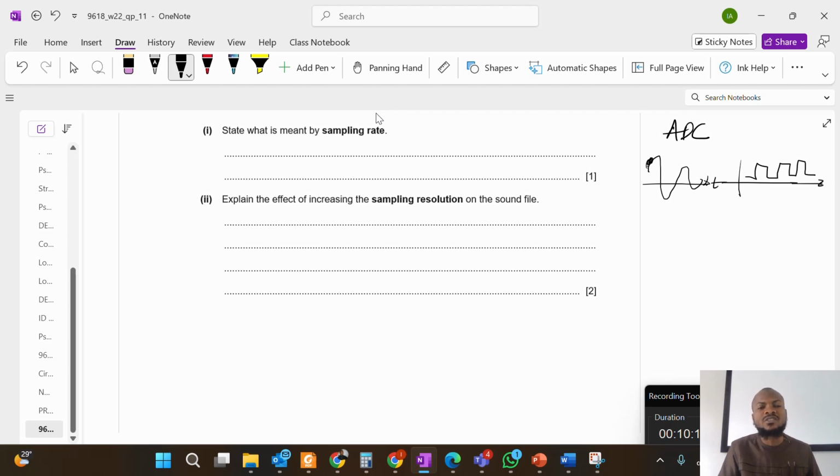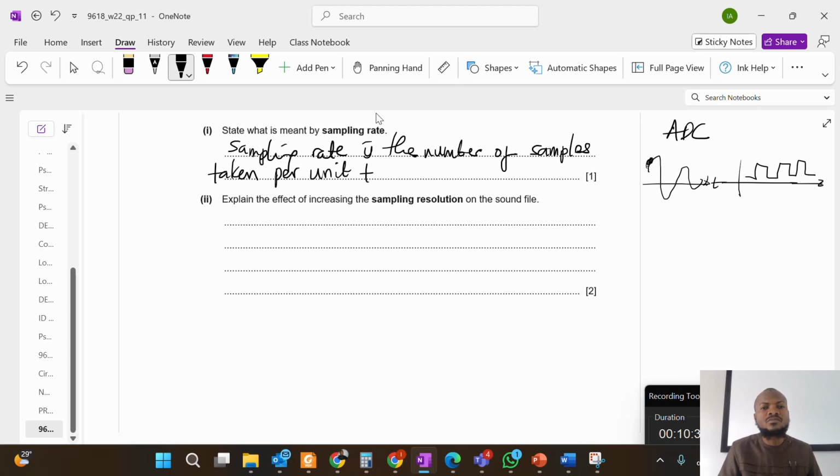So what is meant by sampling rate? Sampling rate is the number of samples taken per unit time. Is that understood? You can also say it is the number of samples taken per second. It's still the same thing, okay?